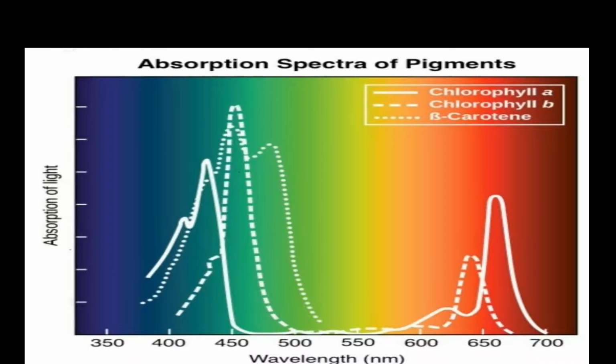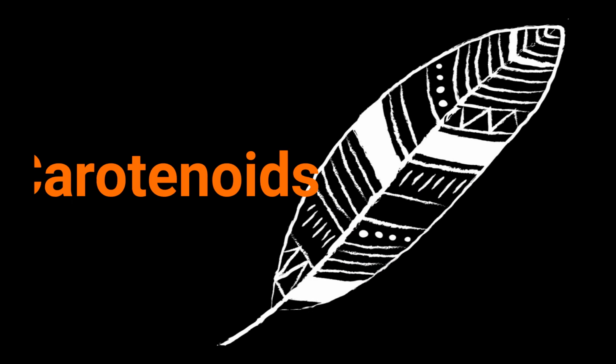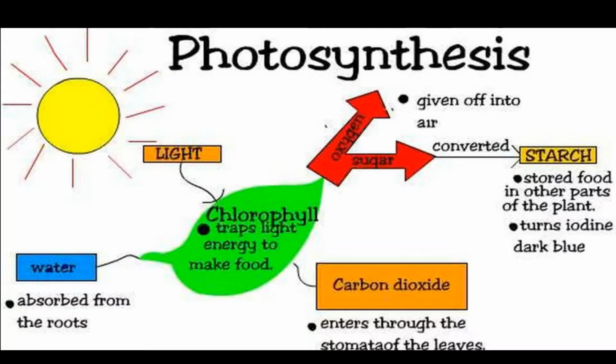Chloroplast contains several different pigments, and these different pigments absorb different wavelengths of light. The photosynthetic pigments of higher plants form two groups, the chlorophylls and the carotenoids. And chlorophylls absorb mainly in red and blue-violet regions of the light spectrum. They reflect green light, which is why plants look green.